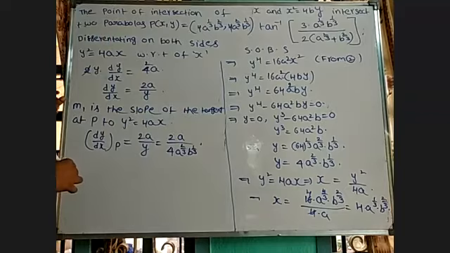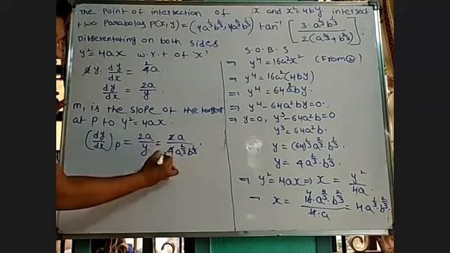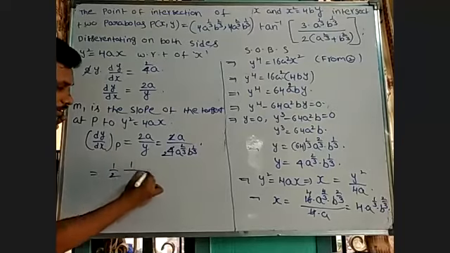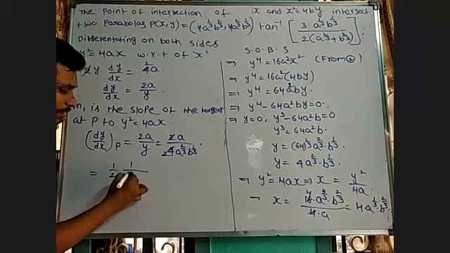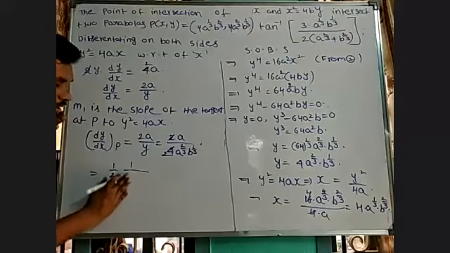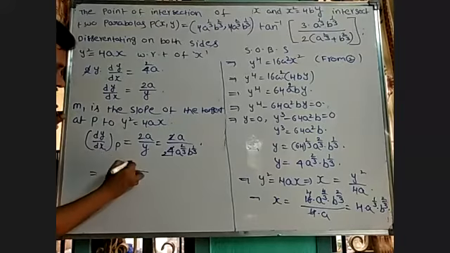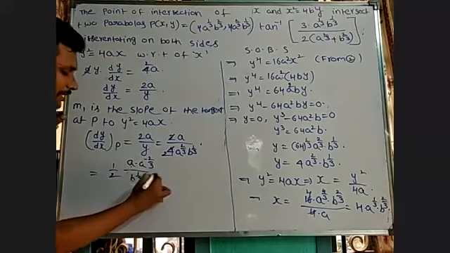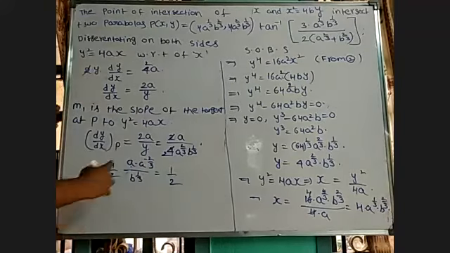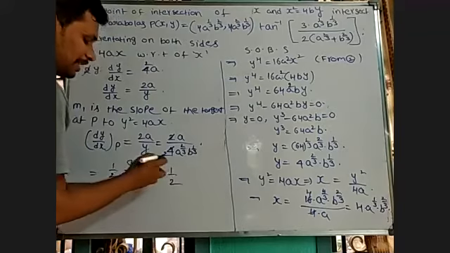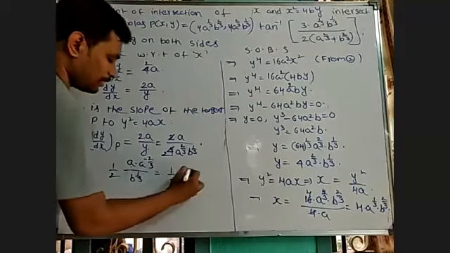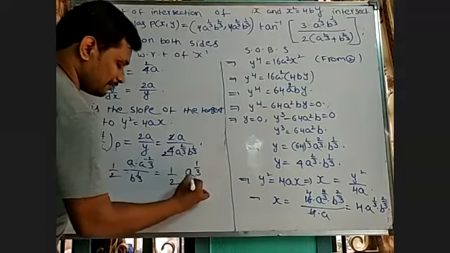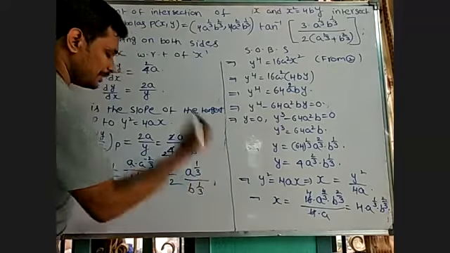From this, 2 how many times? 2 times we are cancelling. Plus 1 by 2 into, if we take a, this is a into a power minus 2 by 3, b power minus 1 by 3, we are writing 1 by 2 into, from this 1 minus 2 by 3, what we get? 1 by 3. Okay. So we are getting a power 1 by 3 by b power 1 by 3.